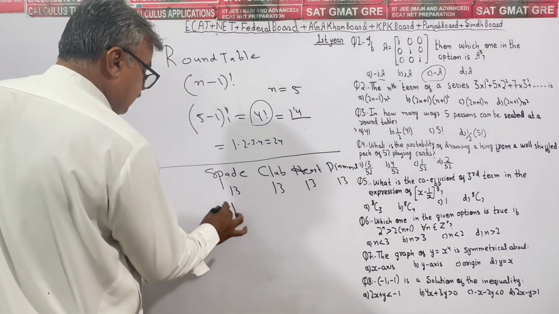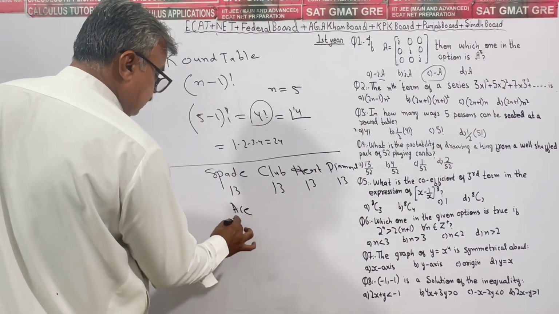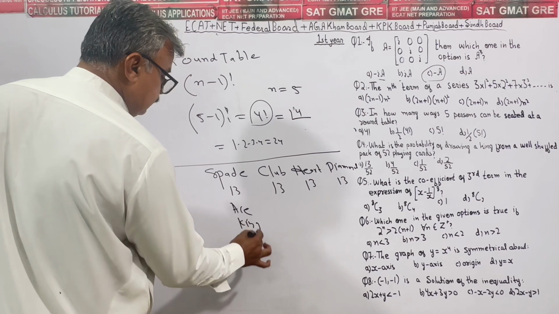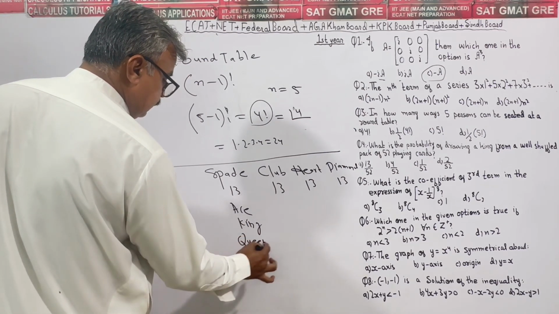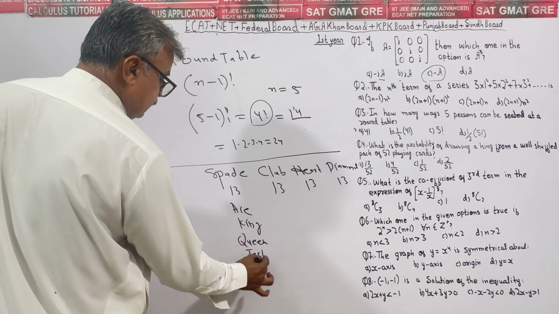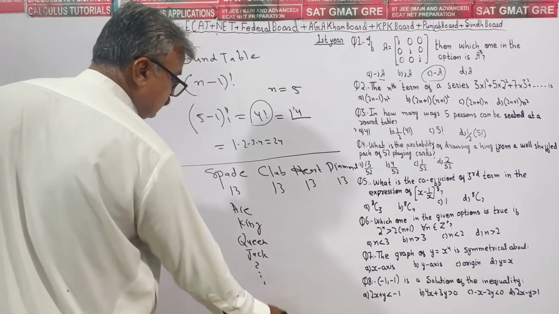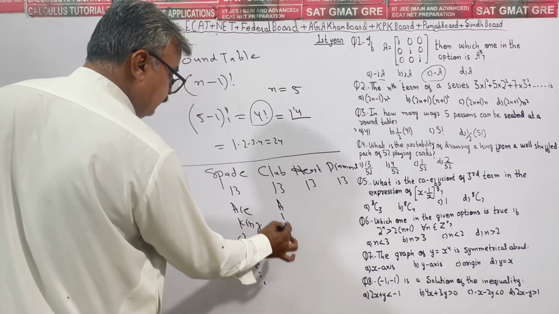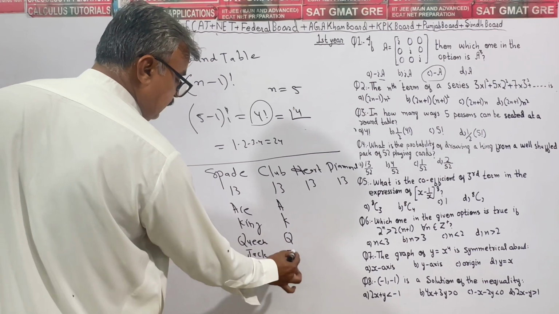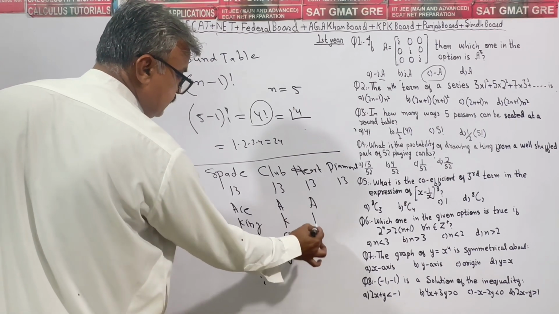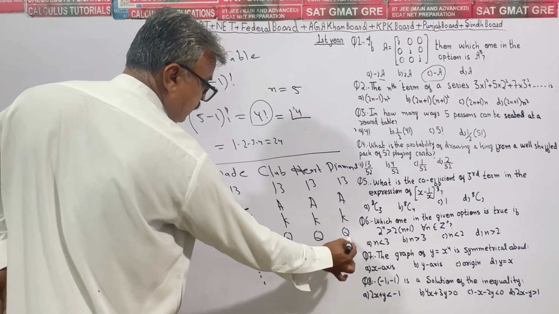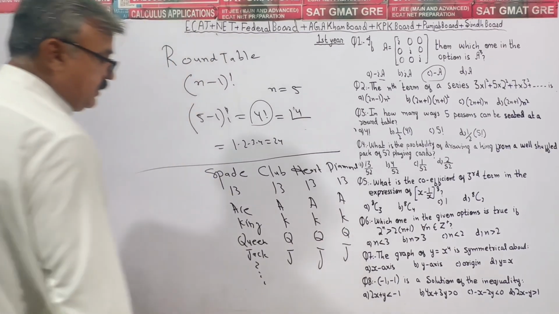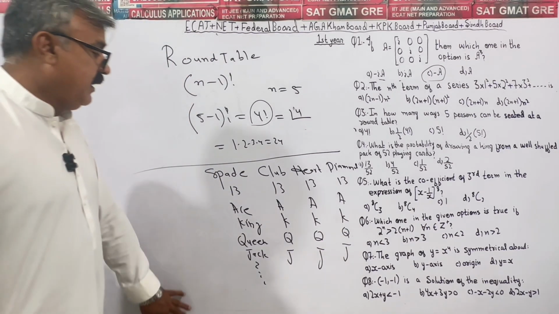Each has an ace, king, queen, jack, and 2, 3, and so on. Ace, king, queen, jack. Ace, king, queen, jack. Ace, king, queen, jack, and 9 more cards. 9 plus 4, 13. Okay.